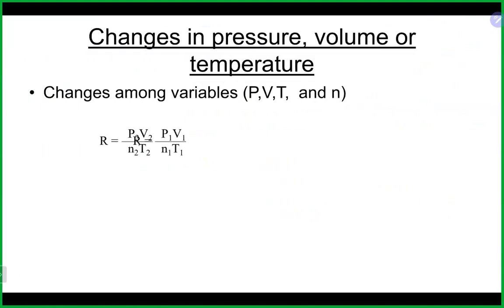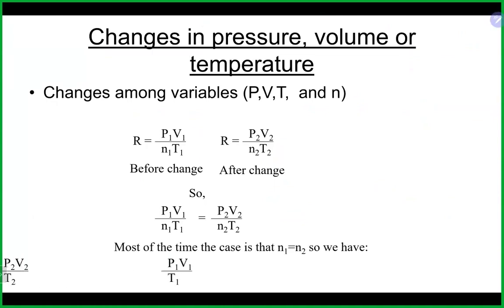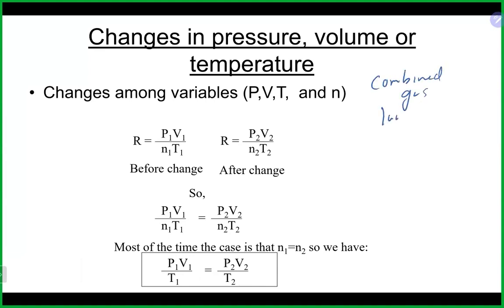Now you can look at changes in all three variables, pressure, volume, and temperature. And if we set the ideal gas law equal to each other in two different situations, we get another gas law, which is a really important gas law, sometimes referred to as the combined gas law. And that is P1V1/T1 = P2V2/T2.